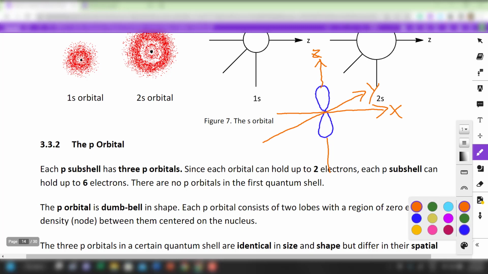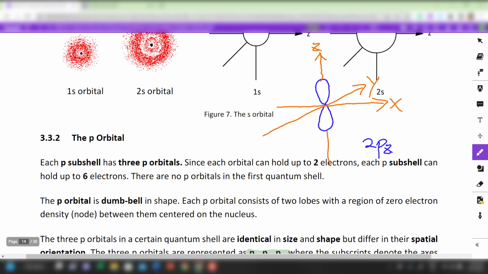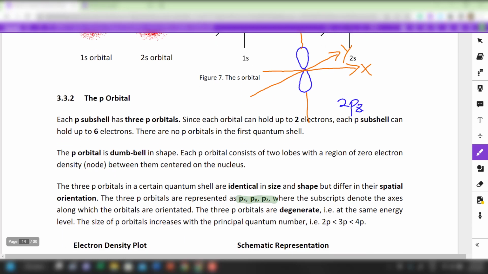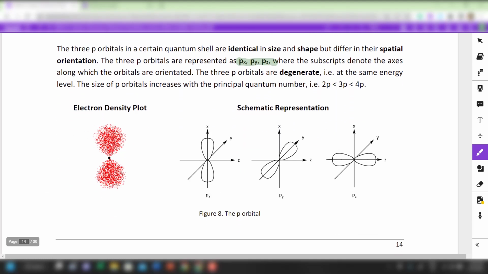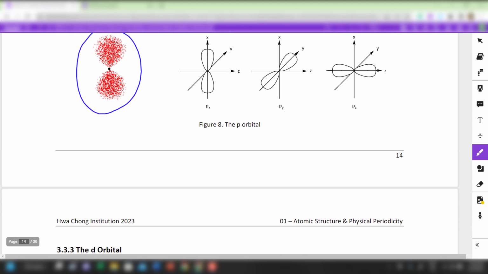So I am drawing 2pz over here. Just make sure that your drawing looks a bit 3D, but you don't need to do any shading. Next year, if you ever take H3, you will know that the shading actually represents different things. So do not anyhow shade your orbitals. The electron density plot is given as it is.